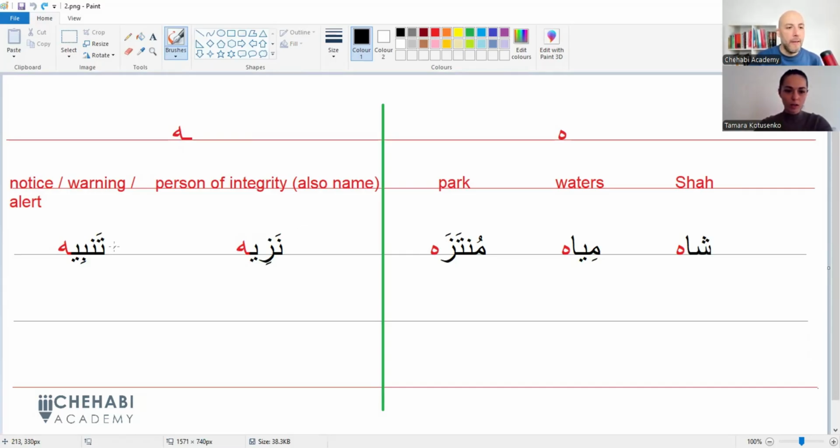And the last word, which is notice, alert, or warning, Tanbih. Why is it bih? Because the second syllable has the long vowel. That's why also nazih. You see? Nazih, tanbih. The syllable which has the long vowel will be focused on or will be emphasized.